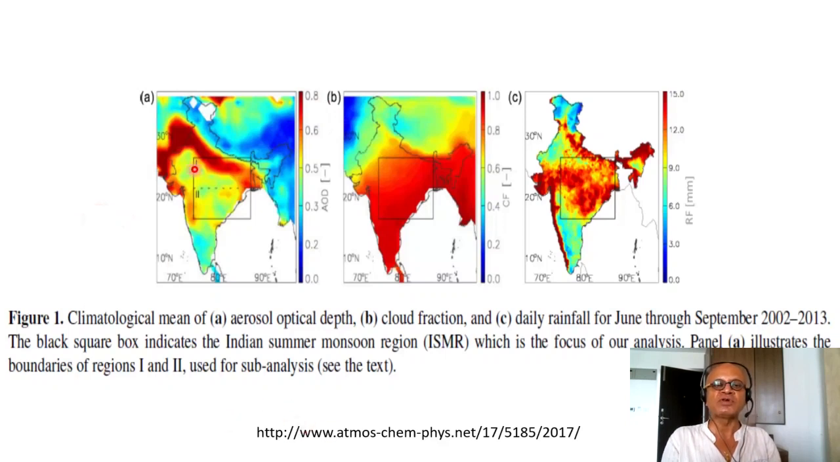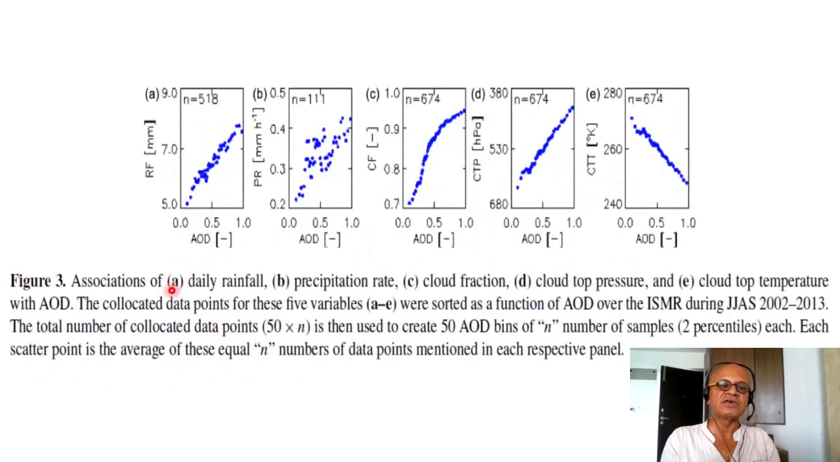This is from one group which looked at the climatological mean of the aerosol optical depth, the cloud fraction, and daily rainfall, and they argue that the associations of daily rainfall, precipitation rate, cloud fraction, cloud top pressure, and cloud top temperature with aerosol optical depth lead to the conclusion that aerosols can actually increase the rainfall and total daily rainfall and precipitation rates. So here you are seeing aerosol optical depth increasing the rainfall, daily rainfall, as well as precipitation rates, and they relate that to basically a cloud fraction and cloud top pressure and temperature.